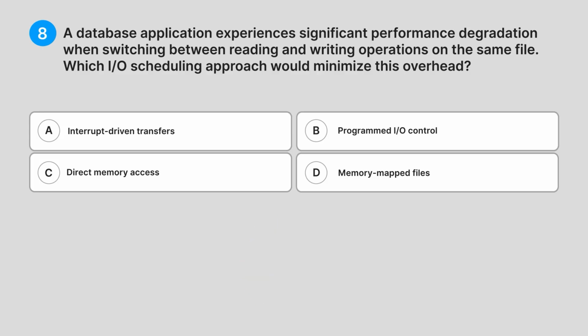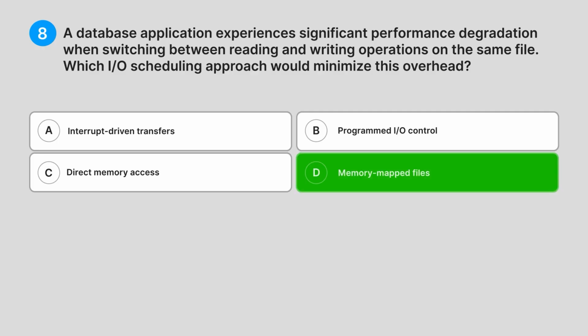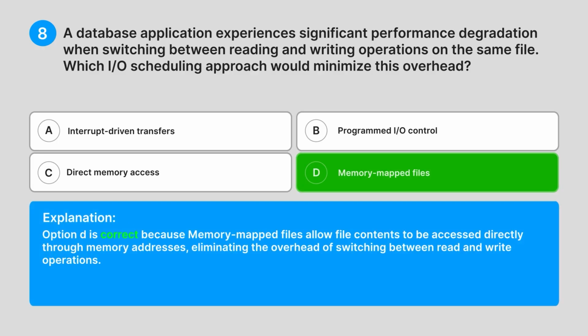Correct answer, D. Memory-mapped files. Explanation. Option D is correct because memory-mapped files allow file contents to be accessed directly through memory addresses, eliminating the overhead of switching between read and write operations.